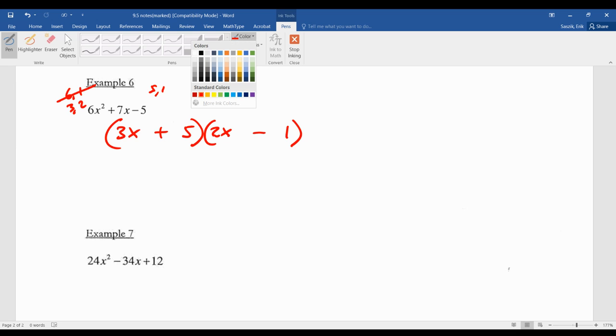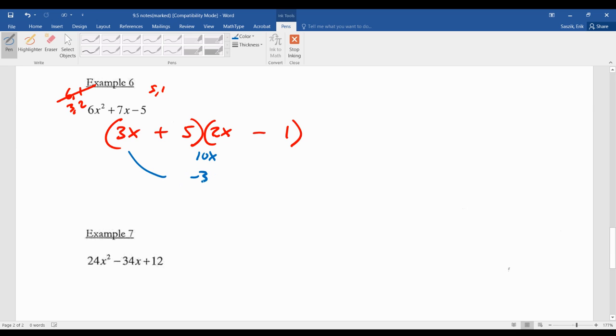Now I'll do my check because it's easy to make mistakes. Here, that's 10x. Here, that's negative 3x. Together, that's positive 7x. 5 times negative 1 is negative 5. I am factored.